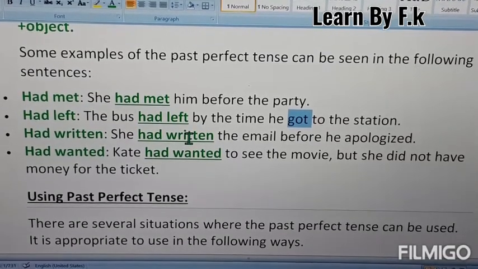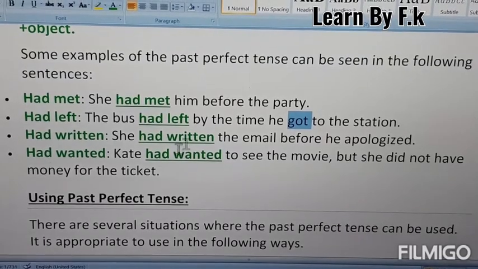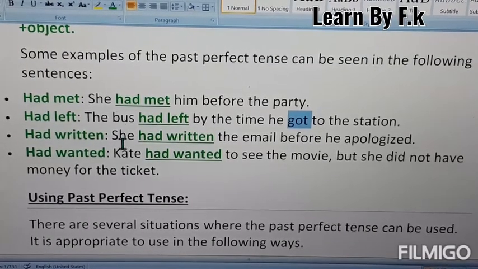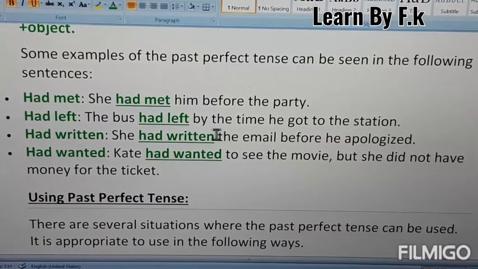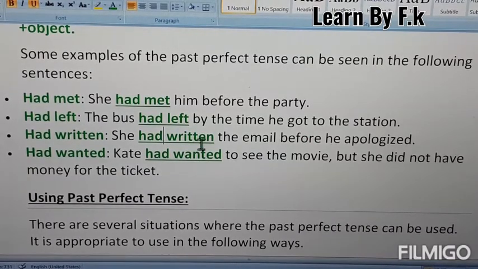So the past perfect tense is mostly a combination of two activities in which the older activity is called past perfect tense. Third example, had written. She had written the email before he apologized. In this one, you can also understand that the older or previous activity in the past is that she had written the email.